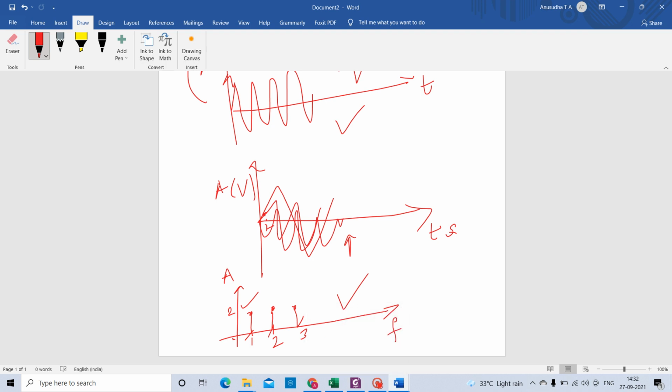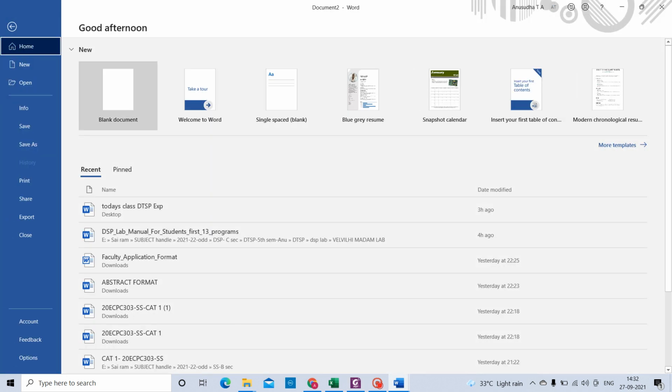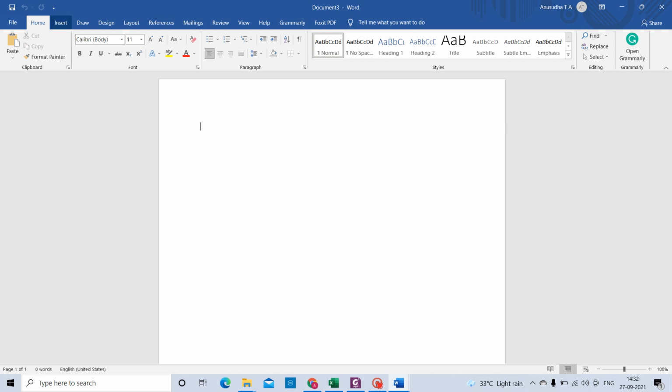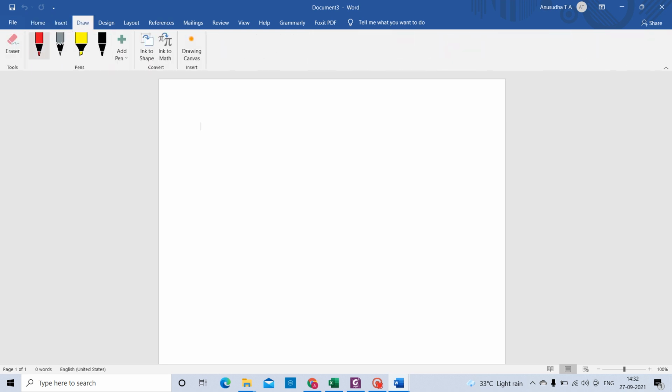One more thing, I will take another example. I will explain in detail. See here, I will take the sinc function. You know very well what the sinc function is, right? So we write the sinc function like this.